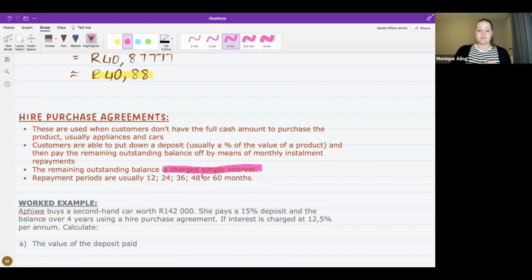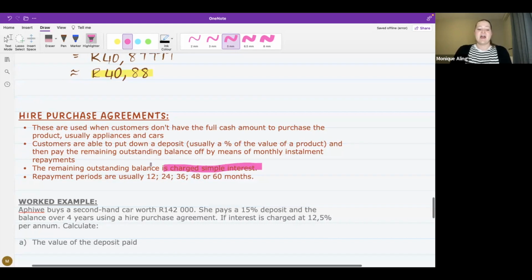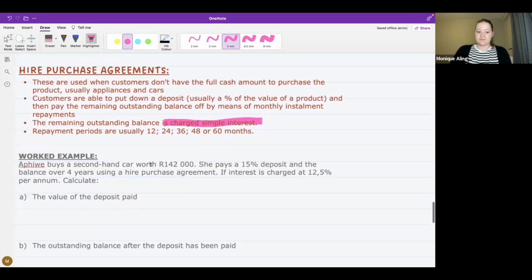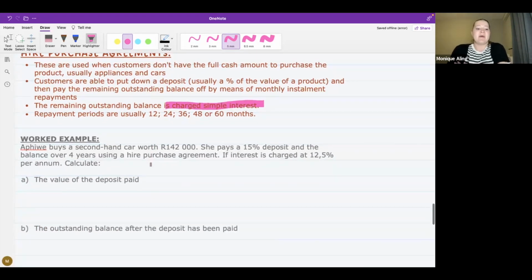Okay, so let's have a look at a worked example together. So Apiria buys a second-hand car worth 142,000 Rand. She pays a 15% deposit. So remember, deposit is that first initial amount that you put down, okay, that you pay. And the balance over 4 years using a hire purchase agreement. If interest is charged at 12.5% per annum, calculate. Then you've got to calculate a few things.